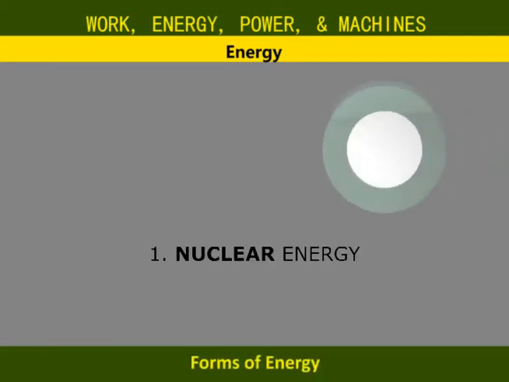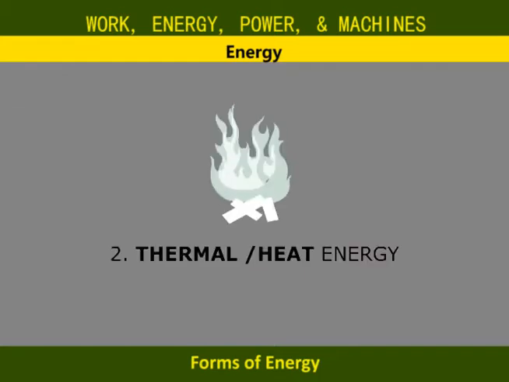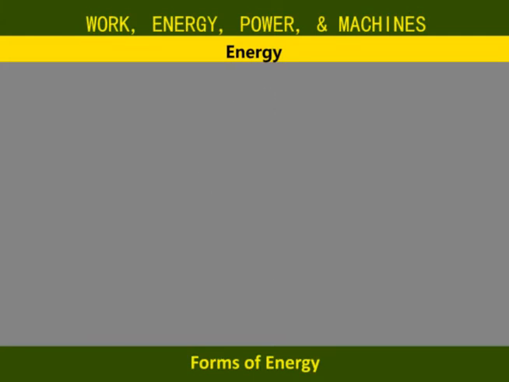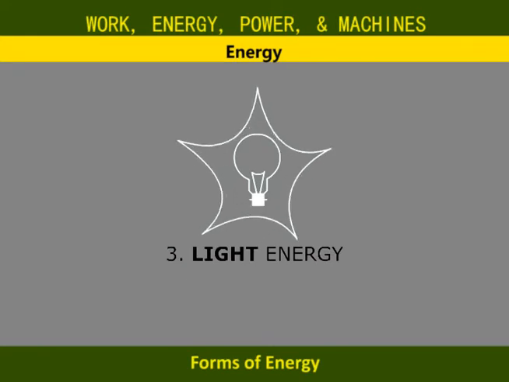First is nuclear energy, and this is basically the energy of the sun. Second is thermal or heat energy, that energy that causes a change in temperature. Third is light energy, that causes a sensation of vision.